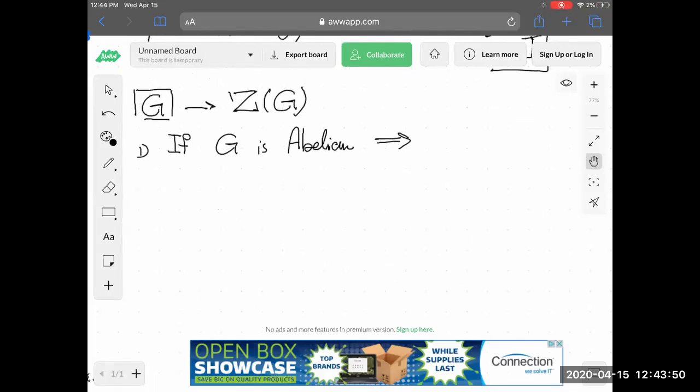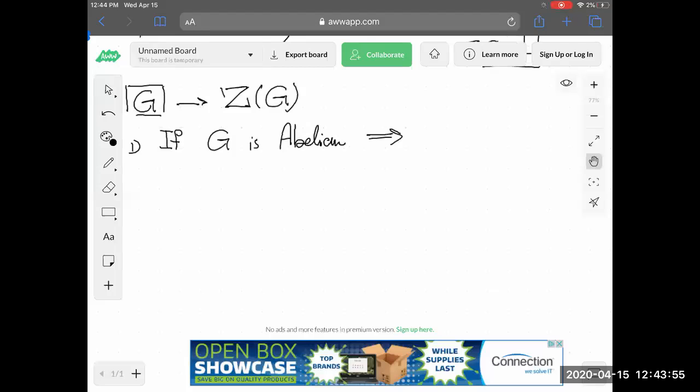Okay, now if the group G is abelian, what is the center of the group? If we know G is abelian, what is its center? What does it mean for G to be abelian? It means all the elements in G commute with each other, right?